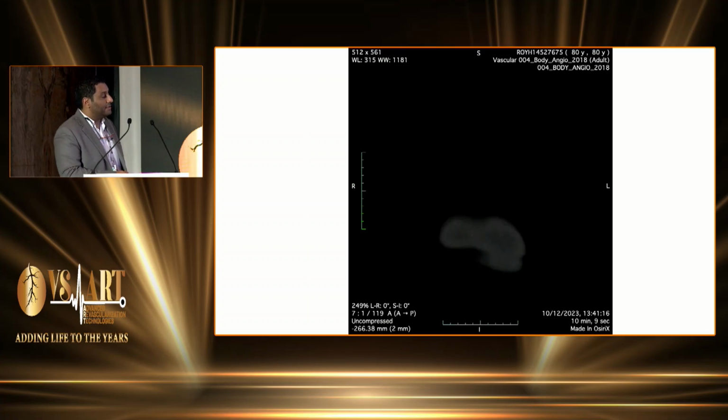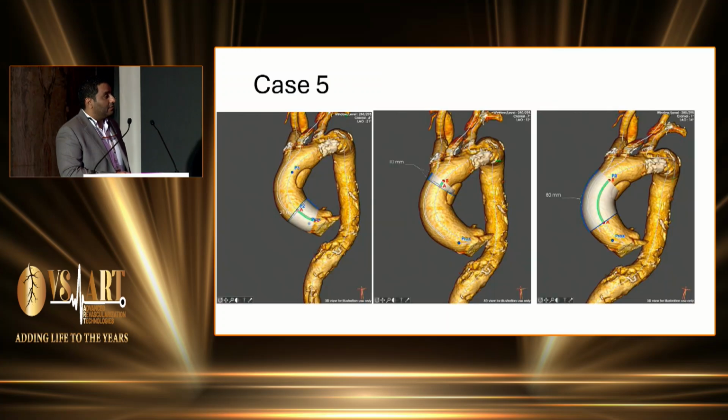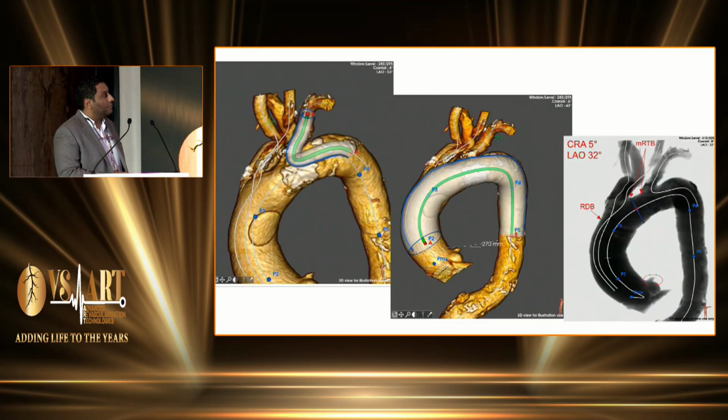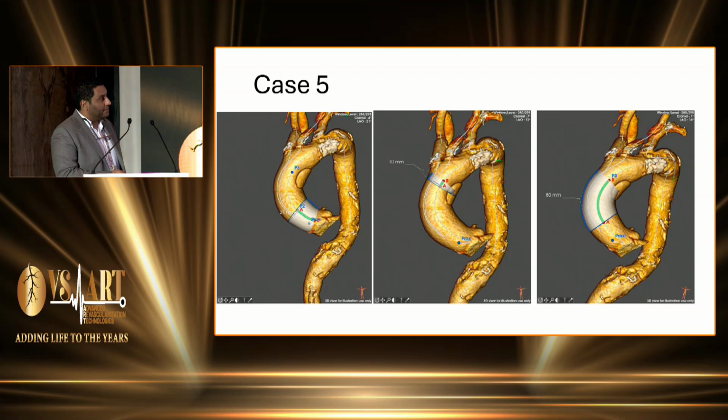And that was a 6 months follow-up CT scan showing no endoleak and a patent Viabahn stent to the left subclavian and patent scallop. So that was a good success. This is actually an interesting case. So this is in process.